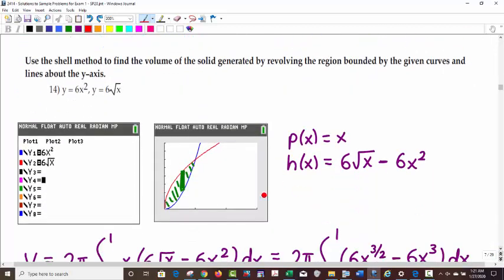Let's see what we have. I went ahead and graphed this one on the calculator. Just take a look at it. Pretty easy to do. There's the 2 graphs. So the blue one will be 6x squared, the parabola, and 6 times square root of x.